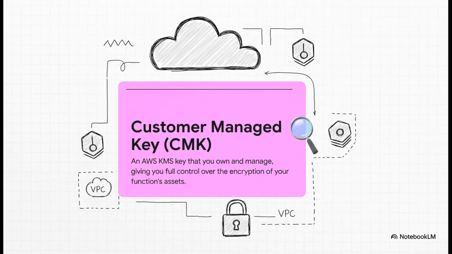So by default, Lambda encrypts your code and environment variables for you, which is great. But what if you want total control? Well, for an extra layer of security, you can bring your own customer-managed key from the AWS Key Management Service, or KMS. When you use your own key, one that you create and manage, you have full control over its entire lifecycle and who's allowed to use it.